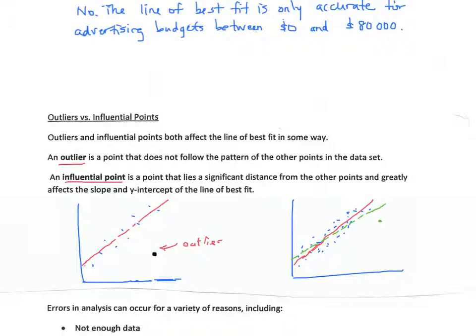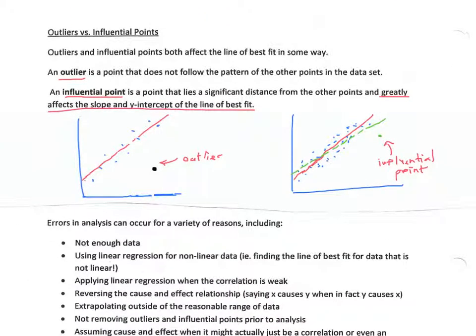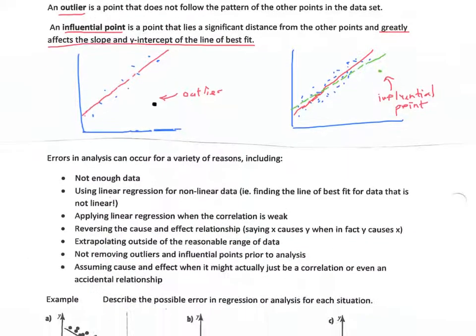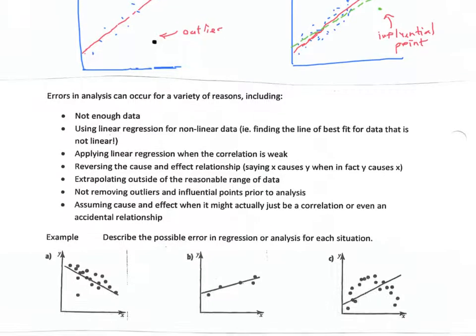So an influential point is a point that lies a significant distance from the other points, but it greatly affects the slope and the y-intercept of the line of best fit. So we need to look out for both outliers and influential points when we are analyzing and drawing conclusions from scatter plots. Now, errors in analysis can occur for a variety of reasons, and some of them are listed here.